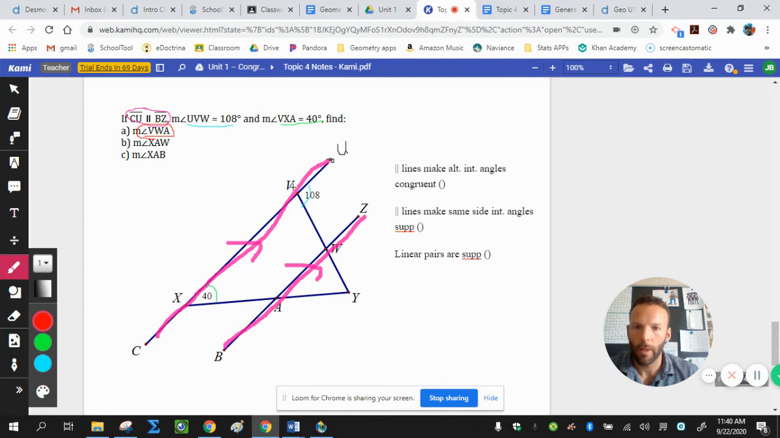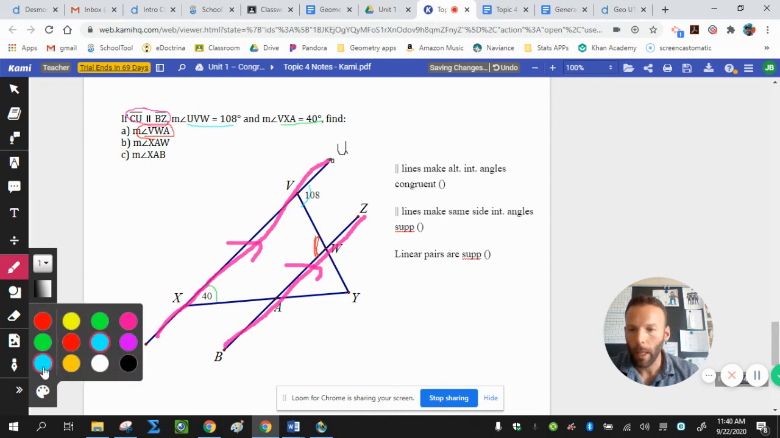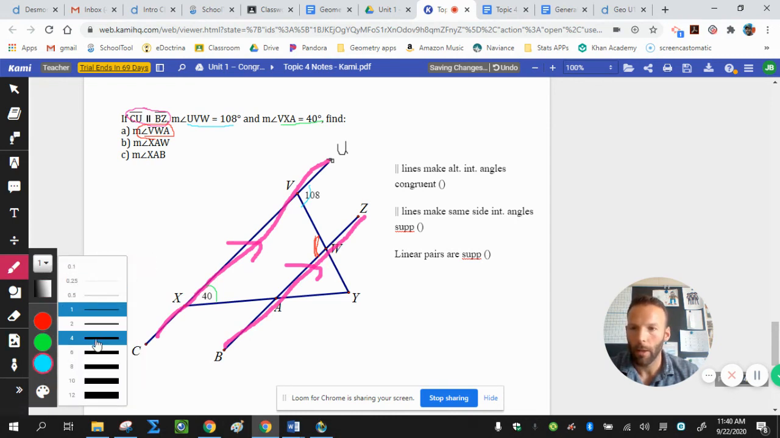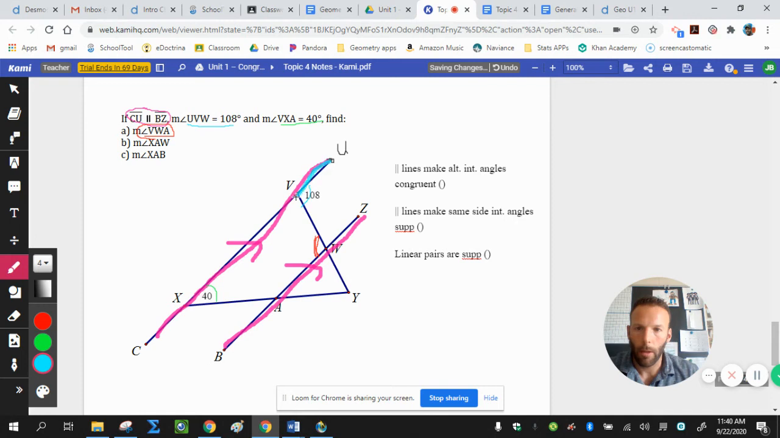I'm going to find angle VWA. That's this angle right here. I want to see, is there a good, really easy, quick way I can find this angle? Well, when I had that angle that was 108 there, this angle made by this line and that line, since these are parallel, do you see the little Z shape that happens right here with the 108, and then this angle that I want to find is VWA.